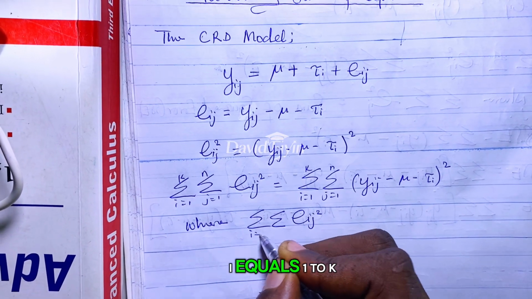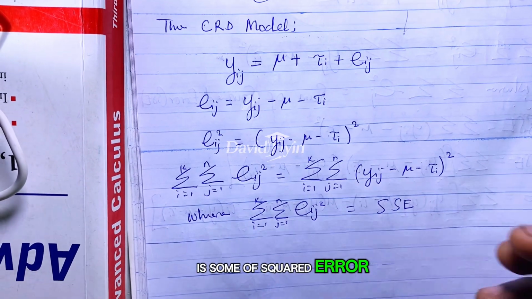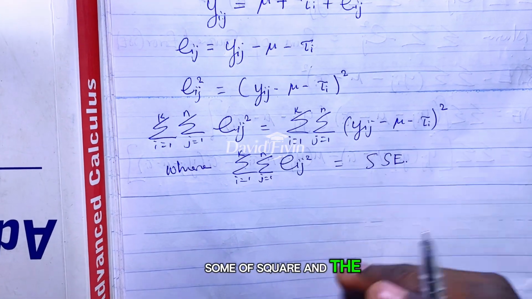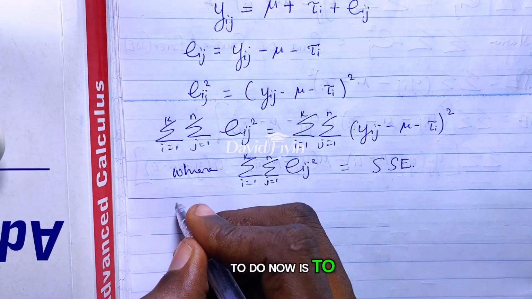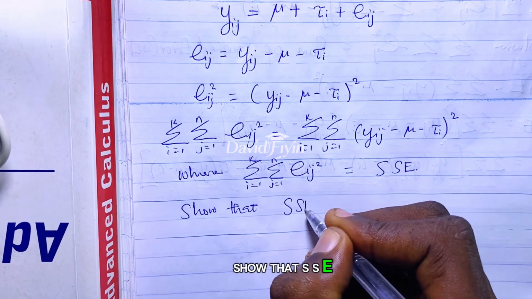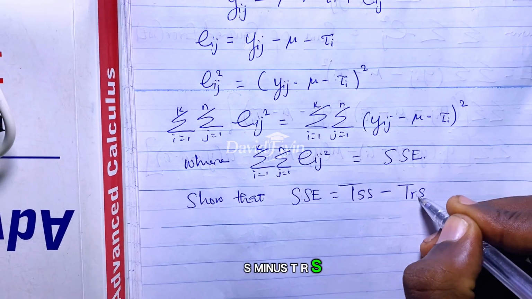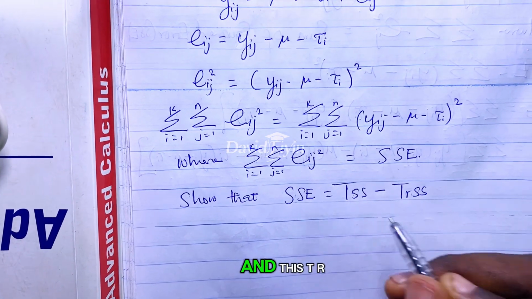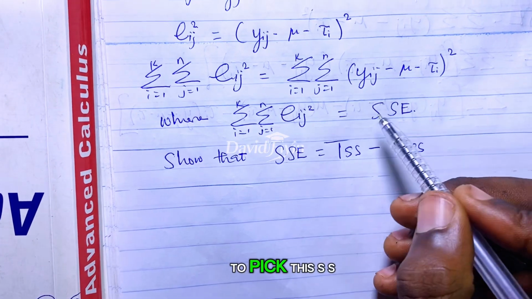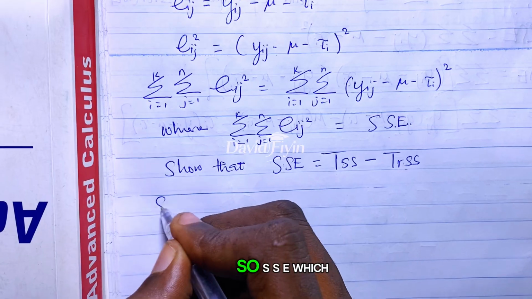So SSE, which is the sum of squared error, is equal to the summation of Yij minus mu minus tau i, with i from 1 to k, j from 1 to n. Then we evaluate this square. So we have SSE equals the summation of Yij minus mu minus tau i, into brackets Yij minus mu minus tau i, with i from 1 to k, j from 1 to n.